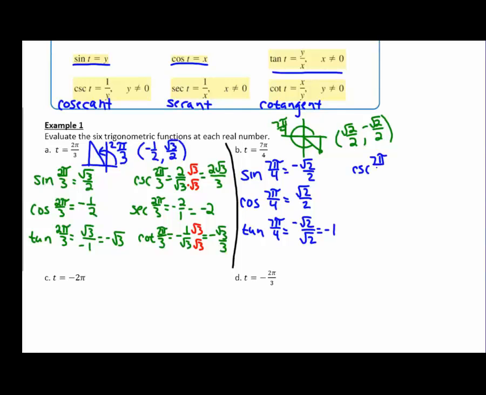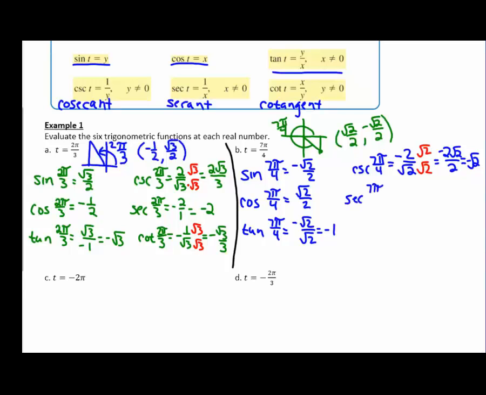So cosecant of 7 pi over 4 is going to be negative 2 over the square root of 2. But again, we have to rationalize that because we can't have a square root in the denominator. So whatever that denominator is, we're going to multiply by it in the numerator and the denominator. So we end up with negative 2 square root of 2 all over 2, which is really just negative square root of 2. All right, now we can go ahead and do the reciprocal of cosine, which is secant.